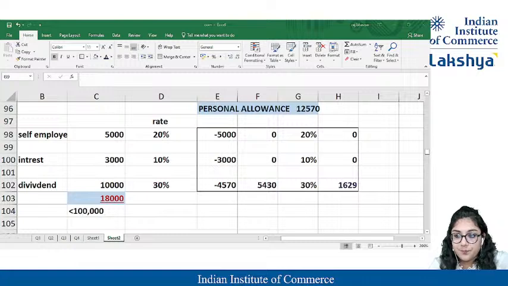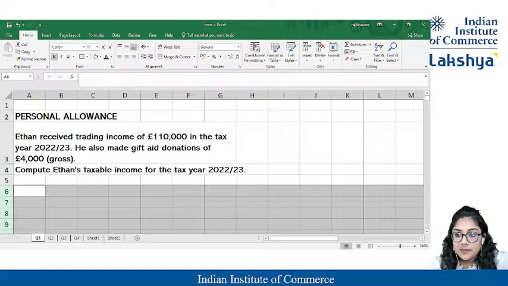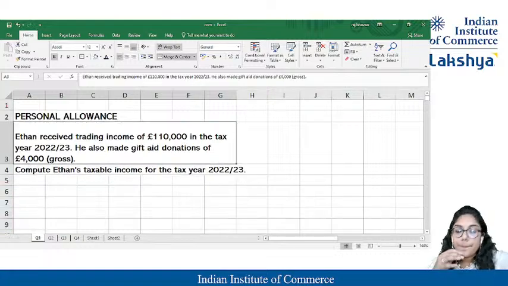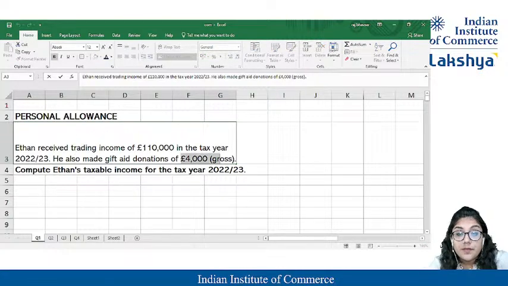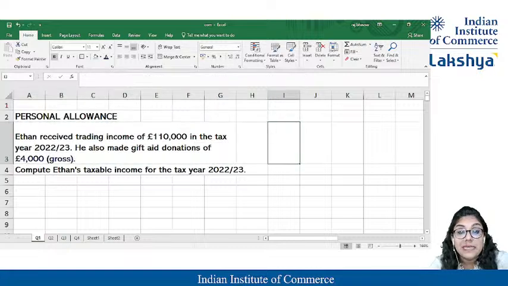If you can solve this, it will be the easiest part. I'll show you this question. Okay, I think it's visible. Yeah, let's do the question. Ethan received trading income of 110 in the tax year 22-23. He also made gifts and donations in gross. We are supposed to do everything in gross, not in net, right?